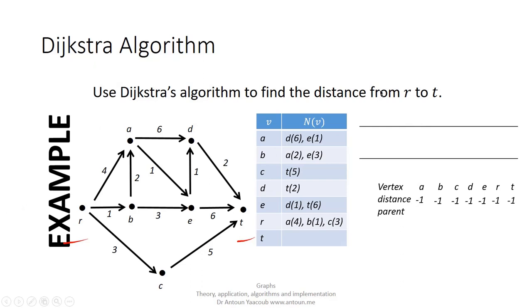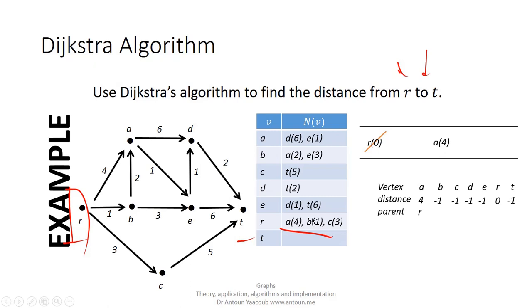We need to start from R to T, so obviously our starting vertex is R. I will enqueue in the priority queue the vertex R with distance 0. Then I loop over its adjacent vertices. I will do 0 plus 4, so A can be reached from R using 4. I look here: -1 means the distance is not reachable yet, so I can update that distance. I will enqueue A of 4, the distance is 4, and the parent is R, since I'm coming from R.